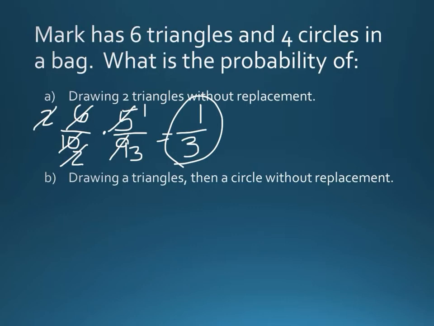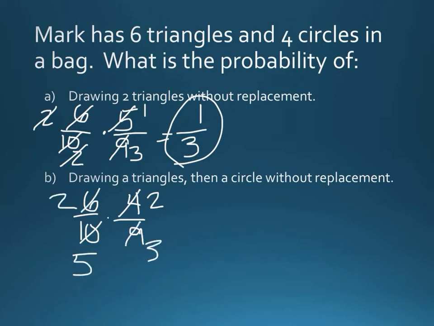Now what about drawing a triangle, then a circle without replacement? The triangle is still 6 out of 10 for my first draw. Now I want to know the probability of drawing a circle without replacement. There are 4 circles in the bag, but still only 9 shapes. I can divide by 2 here as I cancel, and I can divide by 3 here. That gives me 4 out of 15. So it's actually more likely that I draw 2 triangles than a triangle and a circle.